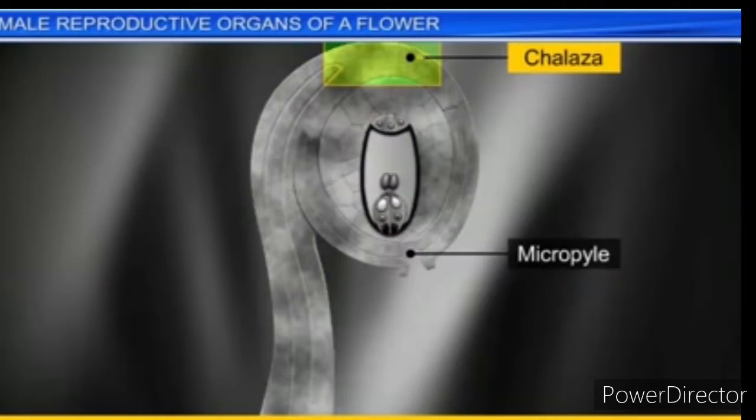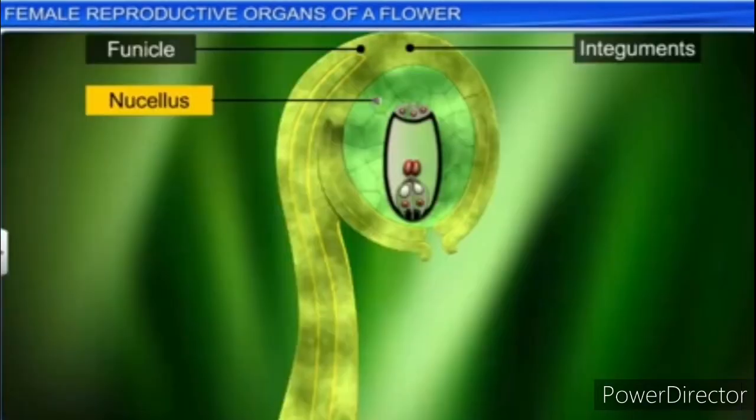Now what are the parts we studied? The micropyle forms one end of the ovule. The other side, opposite to the micropyle end, is the chalazal region, the basal part of the ovule. Basal means the starting part of the ovule. At the chalazal region, the funicle and the integuments join the nucellus.